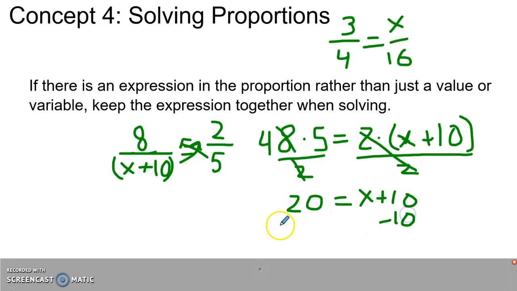Subtract 10 from both sides. Subtract 10 from both sides, and I have 10 equals x after eliminating that. All right.